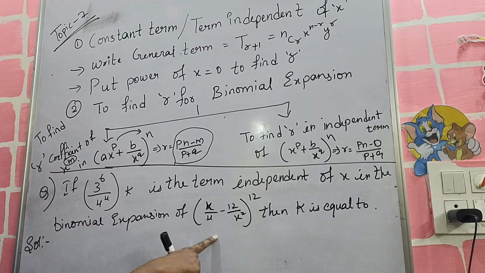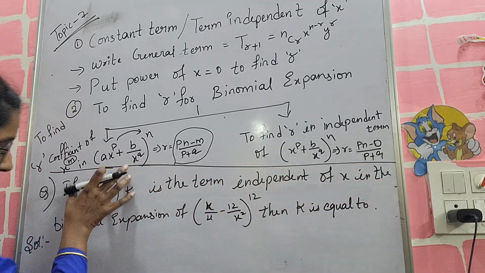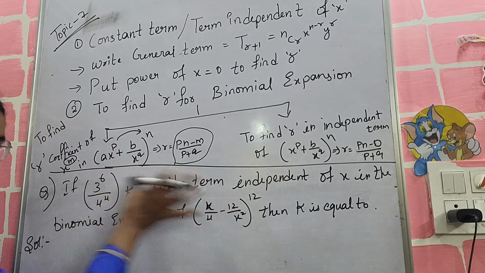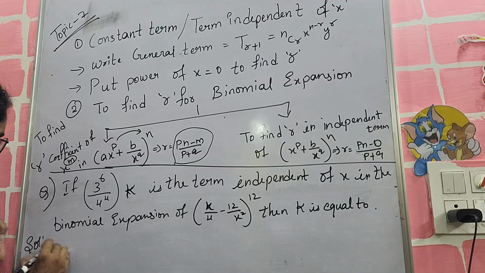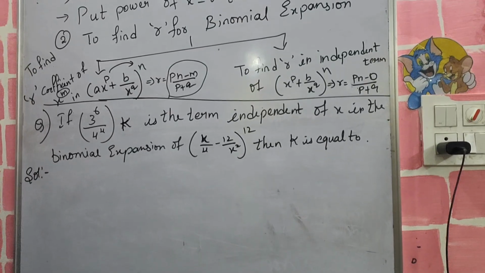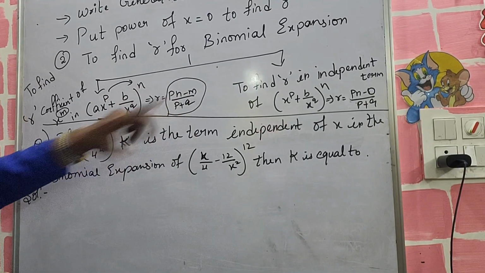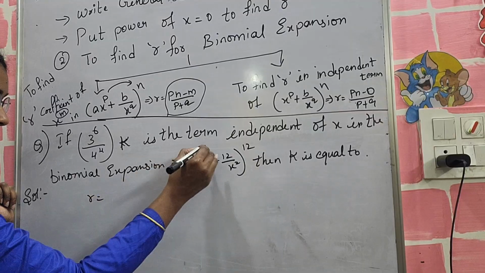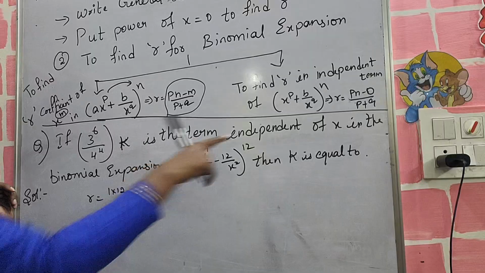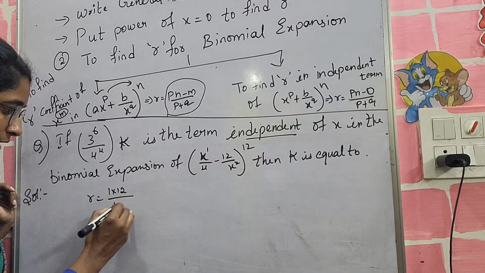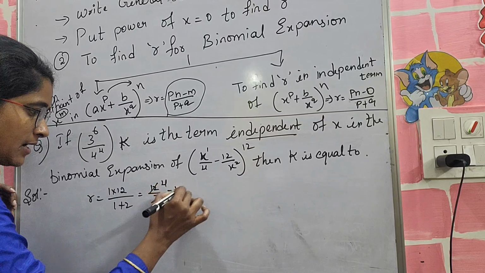Now they gave an expression here and they are saying this is the term independent of x. They gave the answer for this independent term and they are asking for the value of k. This is the question. First of all, we'll write this in this form and find the r value. What is the r value here? This power is 1, so p is 1, n is 12, it's independent so 0, by 1 plus 2. So your answer is 12 by 3, which is 4. So your r is 4.